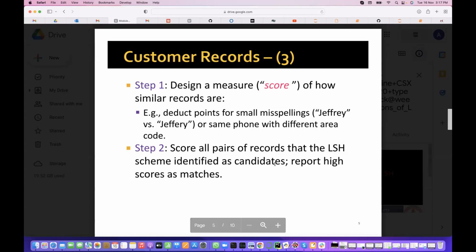Score all pairs of records that the LSH scheme identified as candidates, and report high scores as matches. So we will use locality sensitive hashing. That will bring us pairs that have some commonality. In LSH, what did we do at the end? We are not requiring that the whole signature is the same, right? Did we check whether the complete signature is the same between two documents, to say whether or not they are similar enough to explore further?